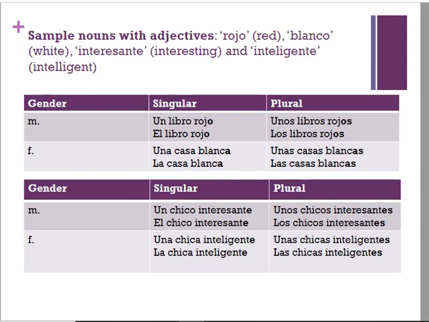If we add something else to these articles and nouns, we could add an adjective like rojo or blanco or interesante or inteligente. So these adjectives also have to agree, like you have in Irish, for example, with the noun that they go with. So un libro rojo, unos libros rojos, el libro rojo, los libros rojos, una casa blanca, unas casas blancas, la casa blanca, las casas blancas.